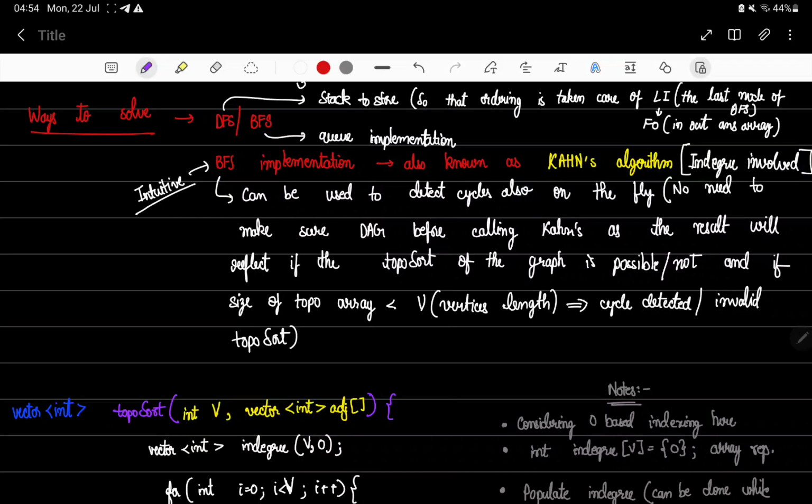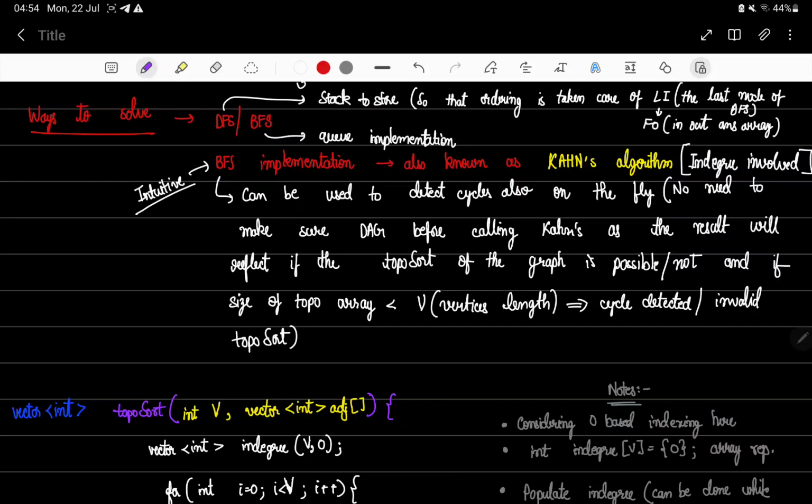Now how will the traversals look? DFS is a bit non-intuitive, I would say, for me, and BFS is more intuitive for me, because it is how the topological sort meaning arises, right? So it is like level wise traversal. After some dependencies are resolved, only then we can go to the next level, and so on. So now coming to BFS implementation, it is also known as Kahn's algorithm.